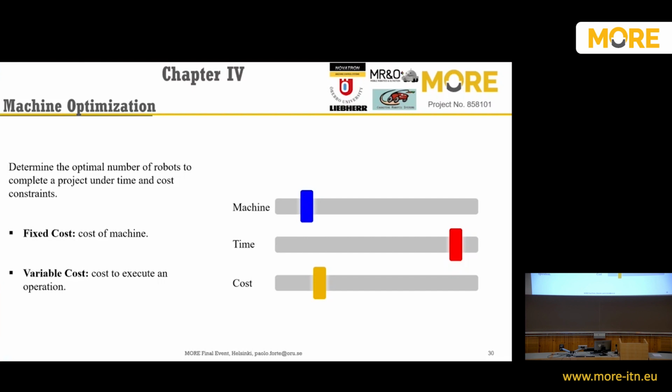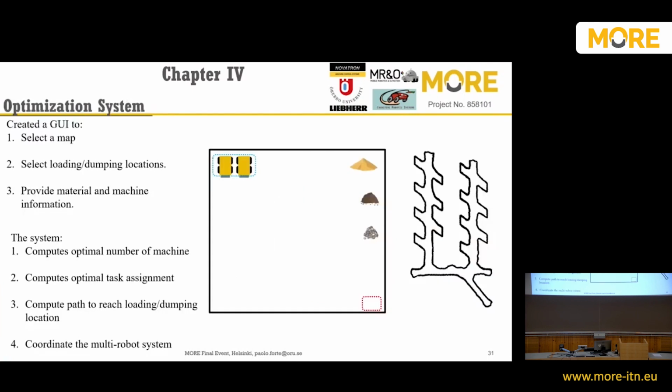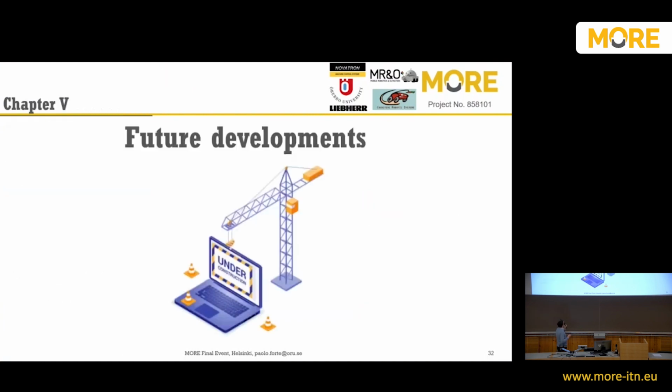And so we design the optimal number of machines that we need to use. For doing that, I developed a graphical interface that helps the user to define a problem, to define where the material is and how many machines you want to use, and after that it does everything itself. It decides the allocation of the robots, it suggests the optimal number of machines that you want to use, and so on. So you can easily specify everything in this graphical interface, and after that everything is up to the system.